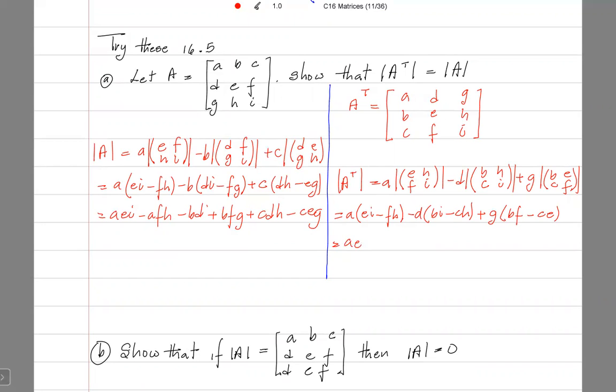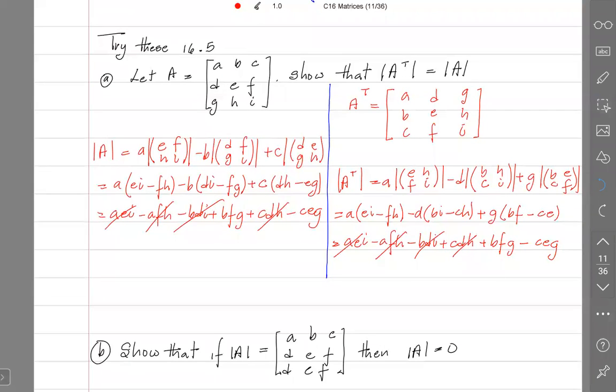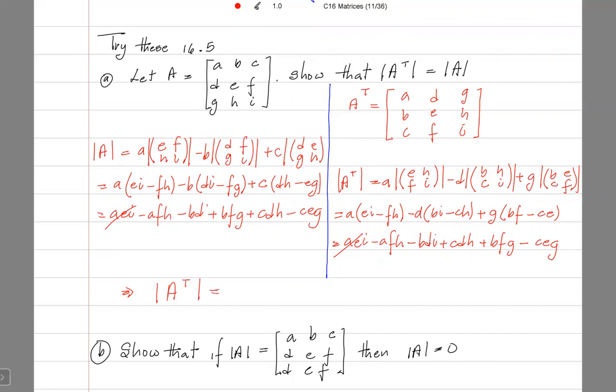Distributive law: AEI minus AFH minus BDI plus CDH plus BFG minus CEG. All right, so then we can compare. And if we compare, we can cross out the things which are the same. That's the same here. With close enough examination, you'll see that the two things are identical. All right, so therefore we can conclude that the determinant of A transpose is equal to the determinant of A.